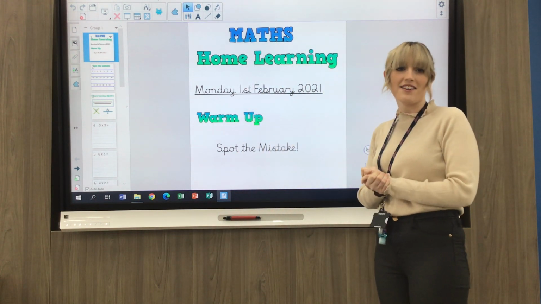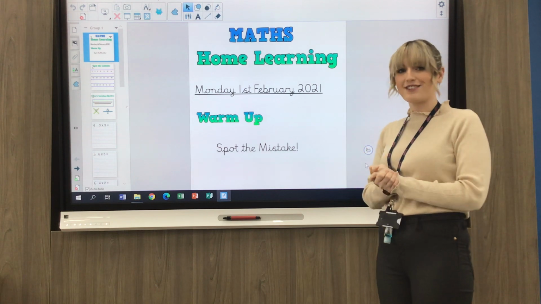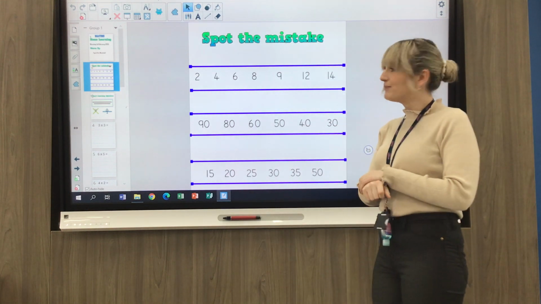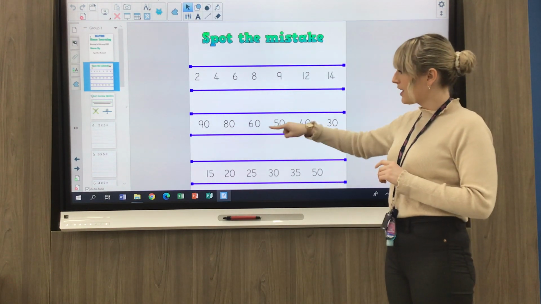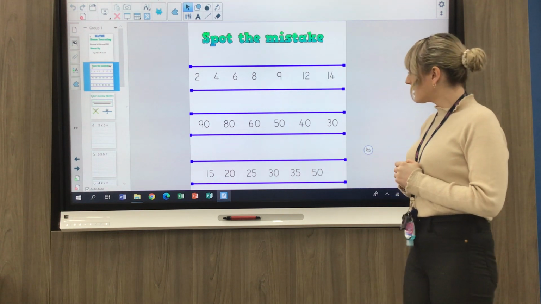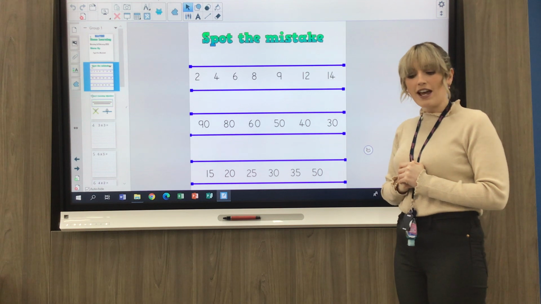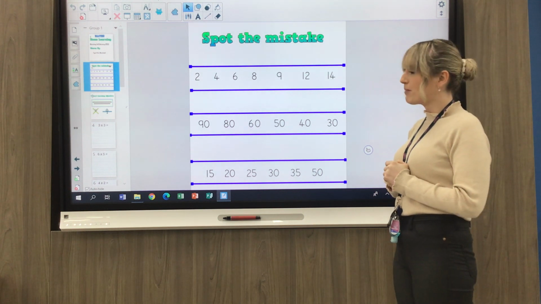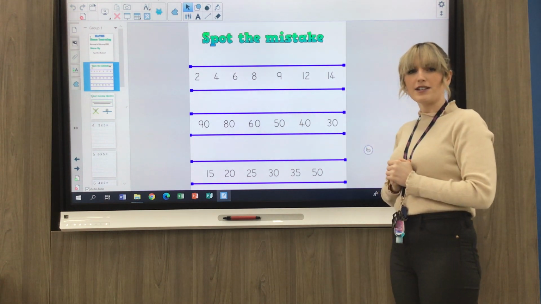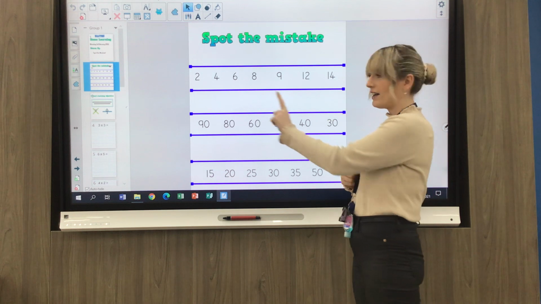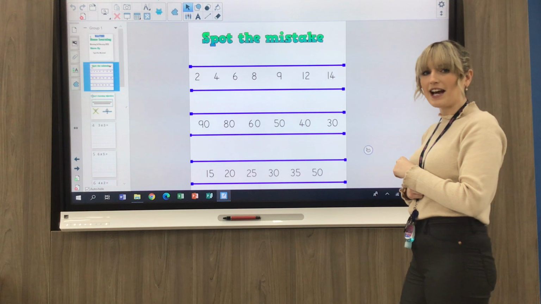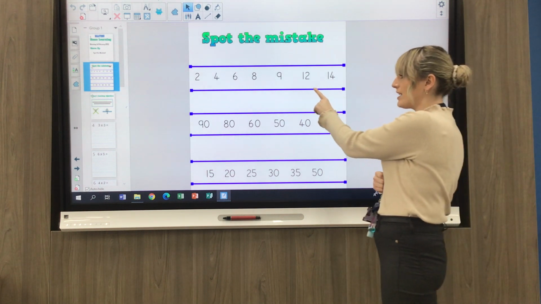So our warm-up today is spot the mistake. I've got some number sequences, and in each one of them there is a mistake. What I would like you to do is pause the video in a moment, and on your whiteboard spot the mistake in each number sequence. So there's a number pattern, and in each one there is a mistake. I want you to find the number that's the mistake and write it on your whiteboard for each one of them.